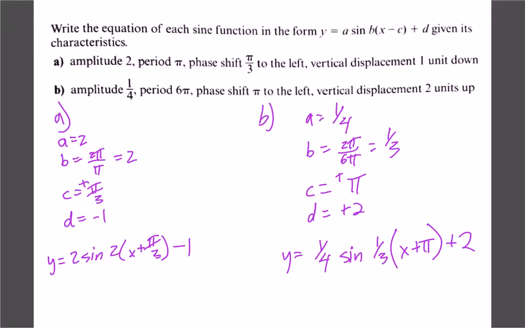And we're finished. So that's it for translations up and down. A little bit more complicated because of the phase shift idea, but the key to all this is get that midline in place. Once the midline's in place from the graph, then you can easily figure out your C value as well. And that's all for today.